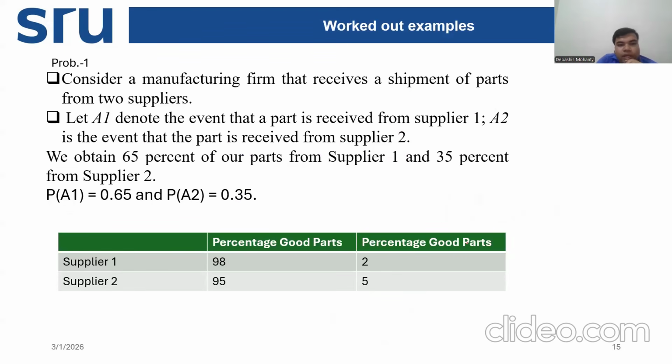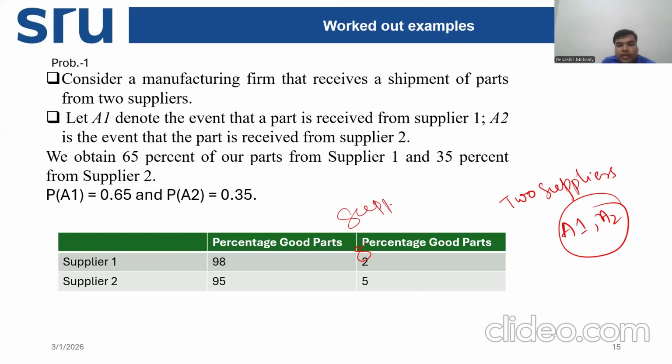Next, coming to problem one: consider a manufacturing firm that receives a shipment of parts from two suppliers, A1 and A2. Supplier one is A1, and supplier two is A2. We obtain 65% of our parts from supplier one, and 35% we are getting from supplier two. So that percentage is also given.